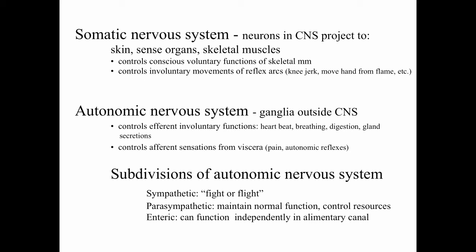The enteric component of the autonomic nervous system are those components that are actually within the alimentary canal, and those nerves can actually function independently of the central nervous system, although, as you will remember from gross anatomy, there are inputs obviously from the central nervous system into the enteric nerves of the alimentary canal.